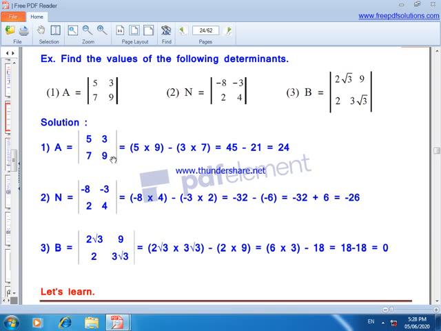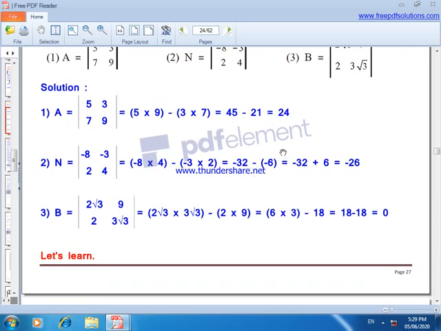As per our earlier discussion, to find the value of a determinant we just cross multiply the elements. So 5 into 9 minus 3 into 7. 5 9s are 45 and 3 7s are 21. So 45 minus 21 is equal to 24. So the value of determinant A is equal to 24.